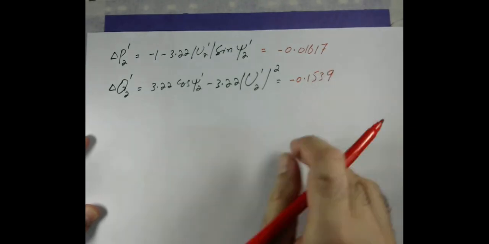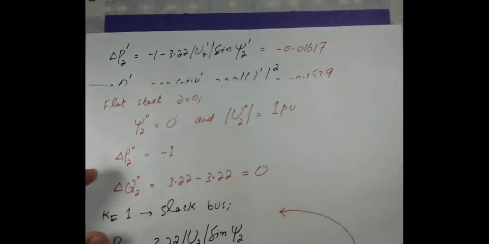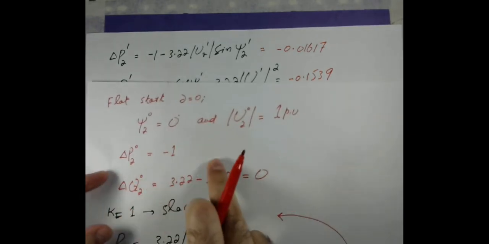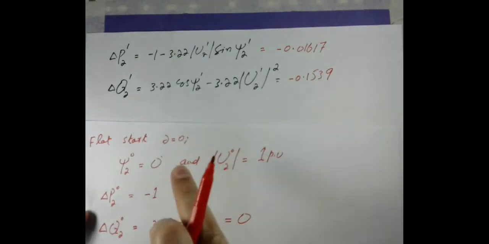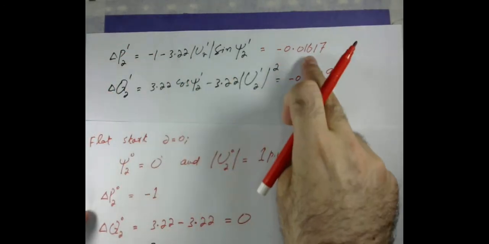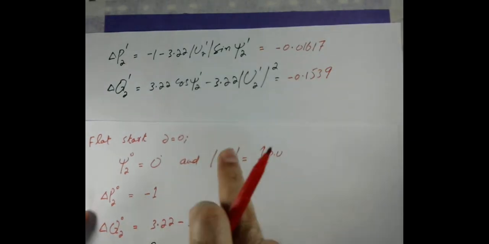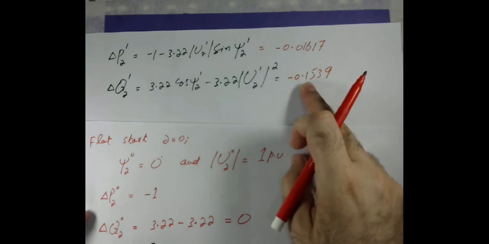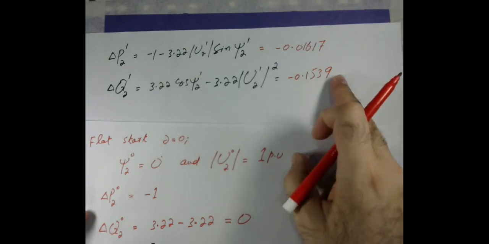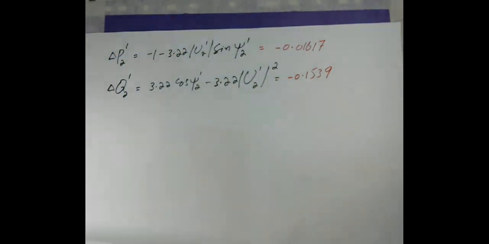0.1539. And now if we compare to the previous case, you see the mismatch of the active power was minus 1 and the mismatch of the reactive power was 0. Now the mismatch of the active power has drastically decreased from minus 1 to this value, and the mismatch of the reactive power is no more 0, it is minus 0.1539. So now we have determined the power mismatch.